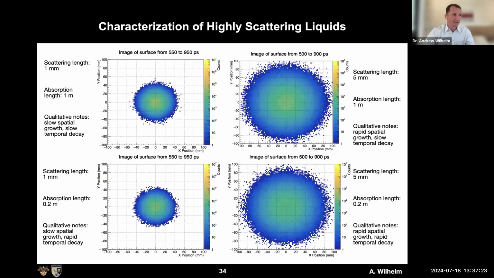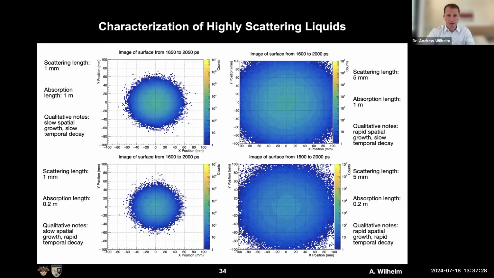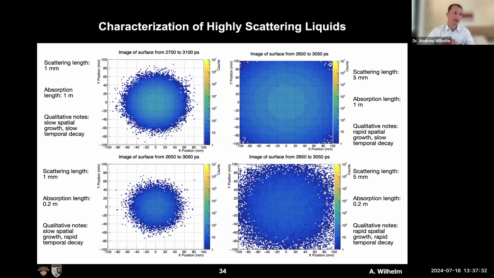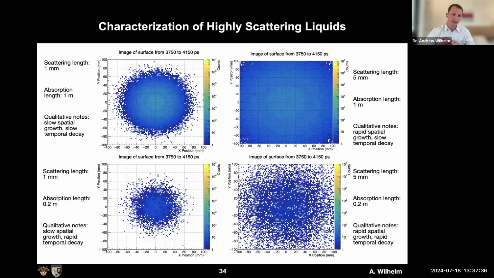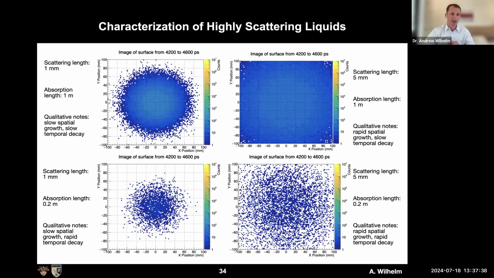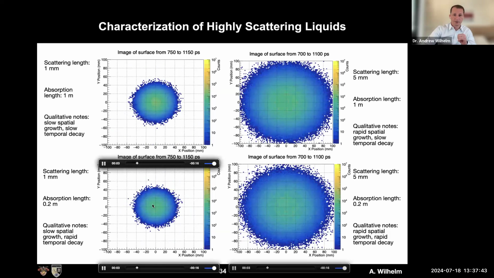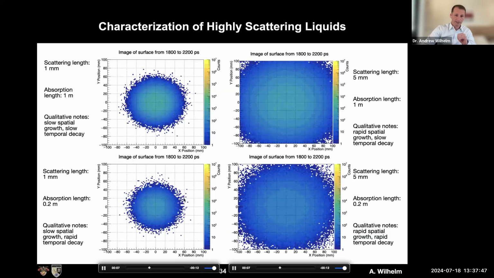So I mentioned that we're working on a technique to directly measure those properties. Here's an image of our attempts to do that. What you're looking at is simulated data of the surface of an opaque liquid that has been illuminated by a laser pulse right at the center. You can see that the two plots on the bottom have an absorption length of 0.2 meters.